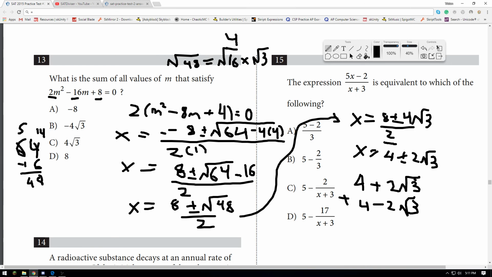And if we add these together, positive 2 root 3 and negative 2 root 3 are going to cancel, and 4 plus 4 is 8, which means that D is my answer choice. And that's the problem solved.